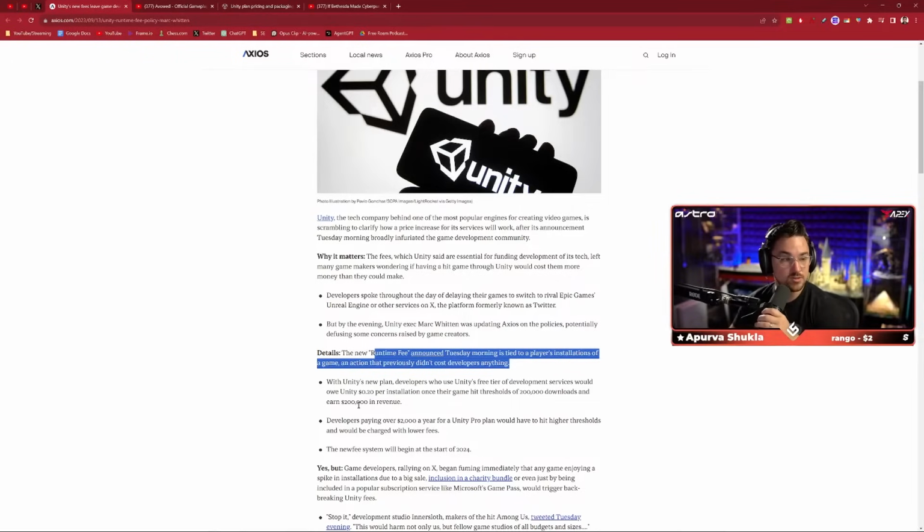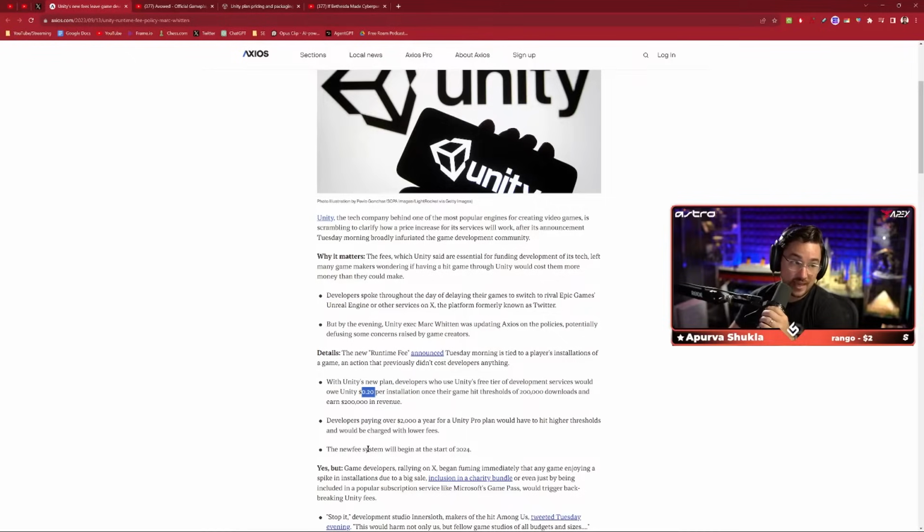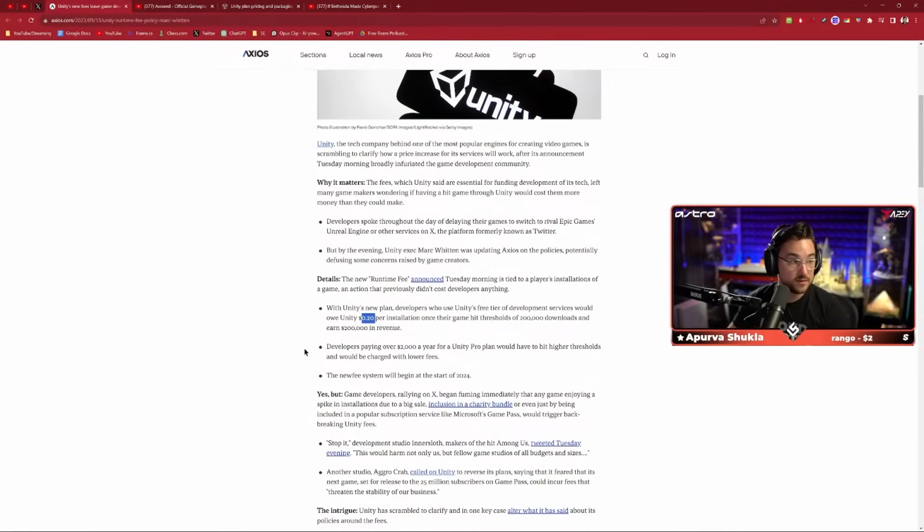Again, this mainly seems to be targeting small developers. And for 20 cents per installation, you might not think that's a big deal, but when you think that Game Pass has 25 million users, that adds up quick. If you get 1% of the Game Pass user base to install your game, all of a sudden you'd be facing major fees. So it is a big deal.